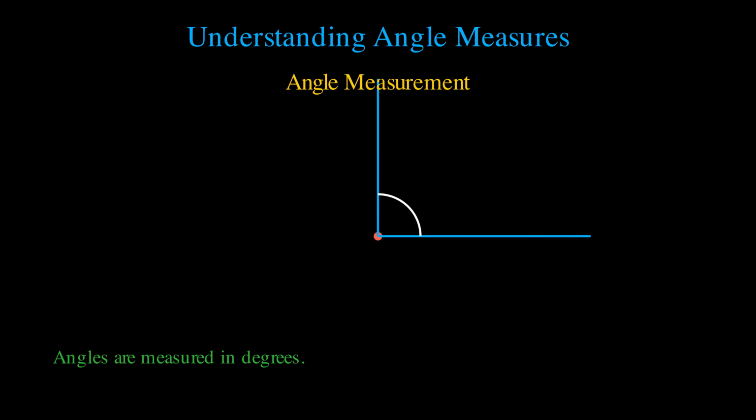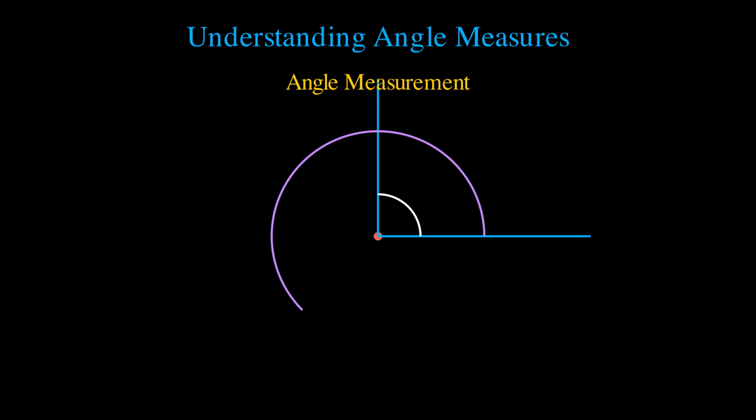Angles are measured in degrees. A full circle measures 360 degrees. If you spin all the way around and come back to where you started, you've turned 360 degrees. Half of a circle is 180 degrees, which forms a straight line. And a quarter of a circle is 90 degrees, which forms a perfect corner. So angles tell us how much turning or opening we have.